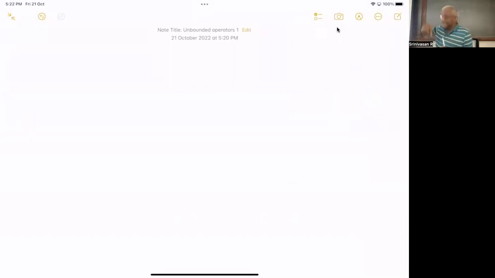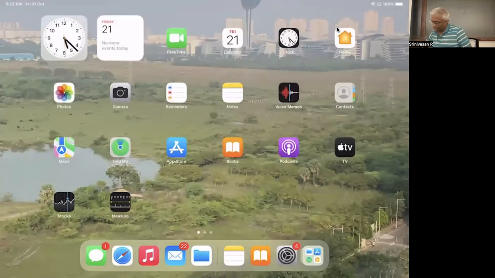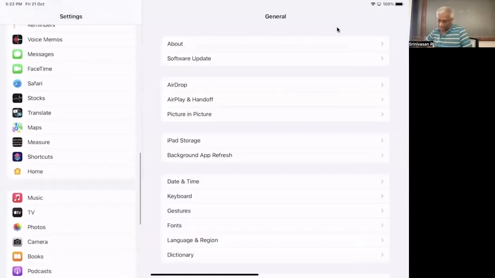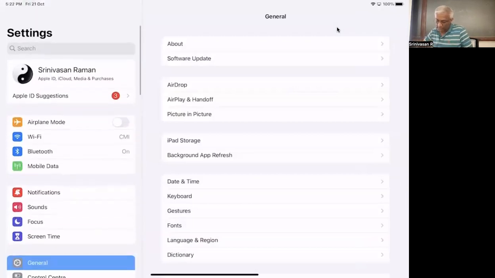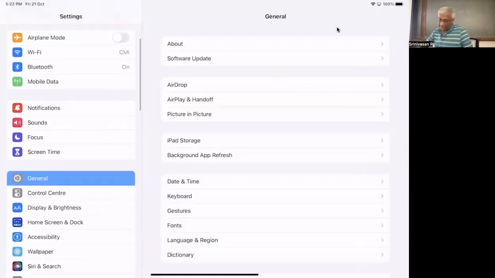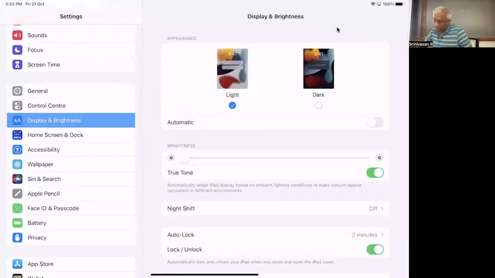Since you switched off the light, the brightness has gone from this. No, I should increase it. Where is the brightness? Above? Sound. Yeah. The display and brightness. No, which one? So, which one? The screen? Below general. Below general. Okay. There. Display and brightness. Okay. It's too low, slightly. Good.